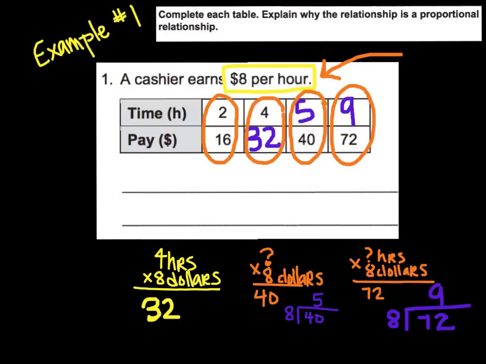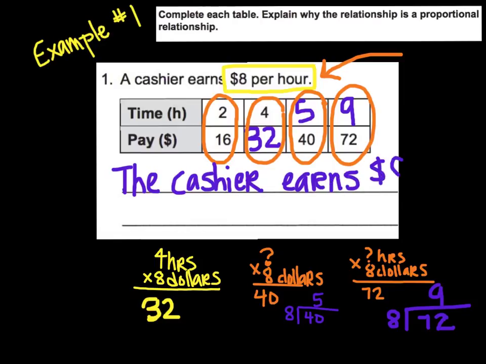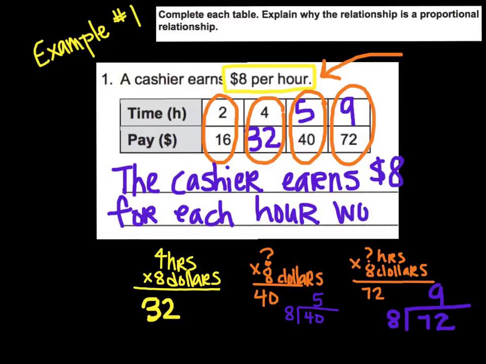I'm just going to put the cashier earns $8 for each hour worked. And then I would be done with that problem.